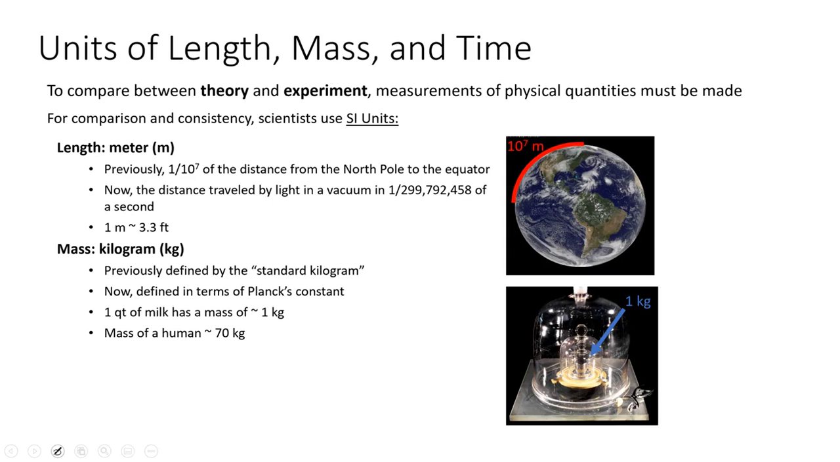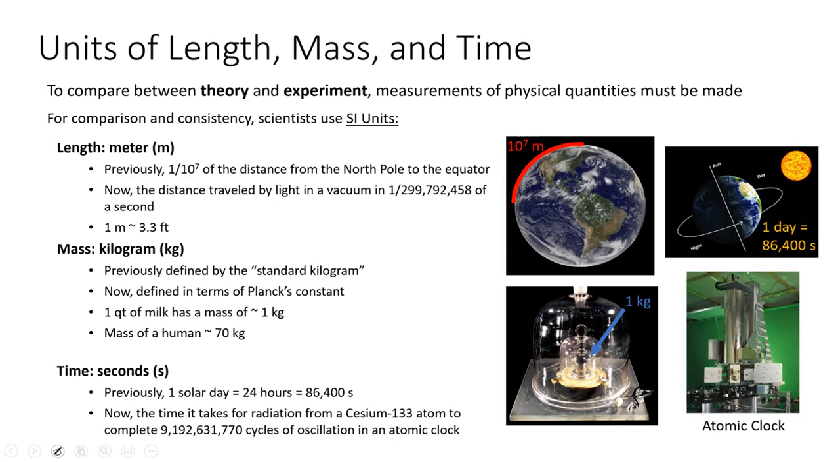But actually very recently, especially in the world of physics, in 2018, the kilogram was redefined in terms of Planck's constant, which is just a very well-known constant in physics. So it's not like it changed or anything, it's just how we define the kilogram was changed from this piece of metal to something that will stand the test of time a little better. Just for reference, 1 quart of milk is about 1 kilogram. The average adult human is about 70 kilograms.